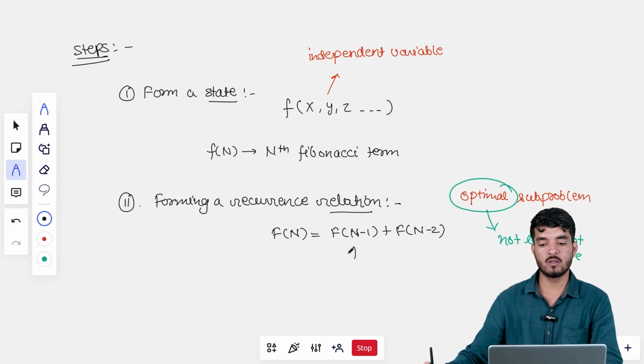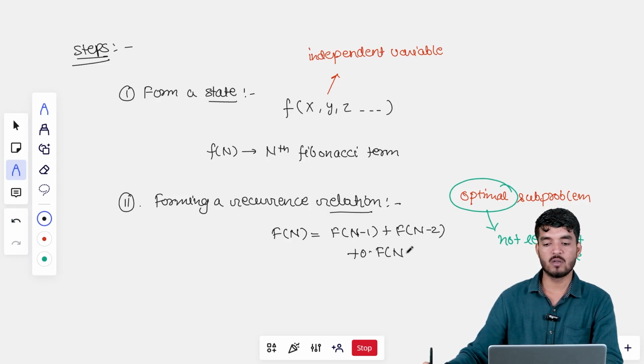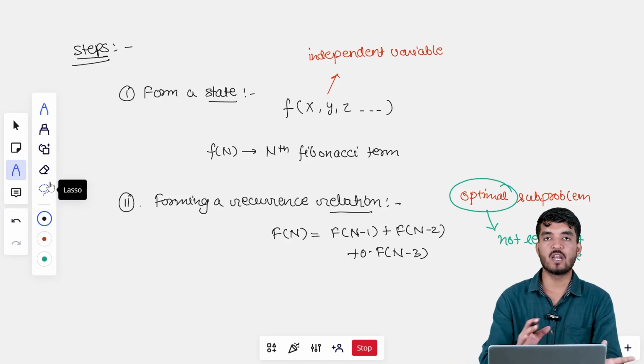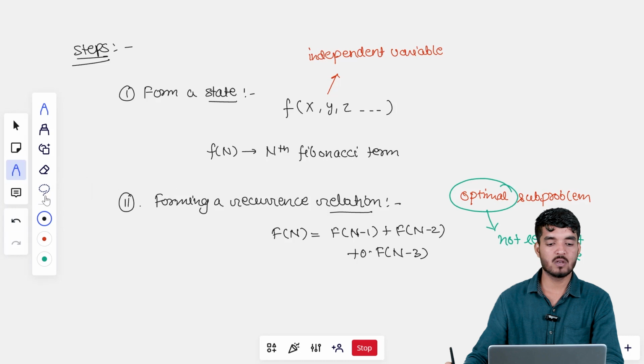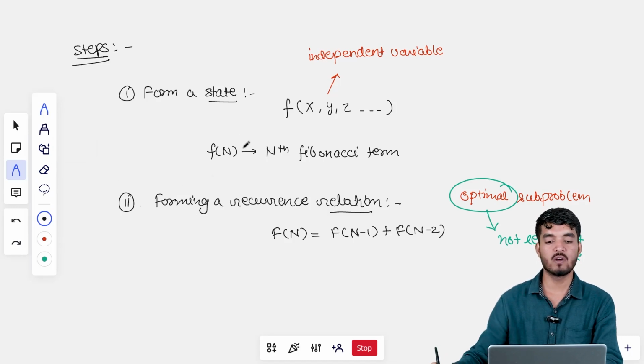Here I can also write 0 into f of n minus 3, but it's not making any sense, right? So ideally, we do not write any extra term, or omit any term from this recurrence relation. So make sure to form this recurrence relation very carefully. And it totally depends on the state, how you have formed this state. The way you have defined this state, accordingly frame the recurrence relation.